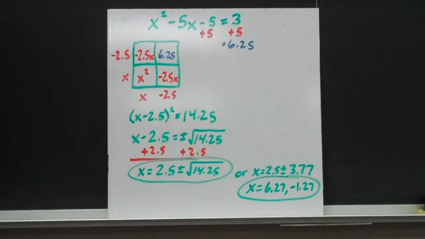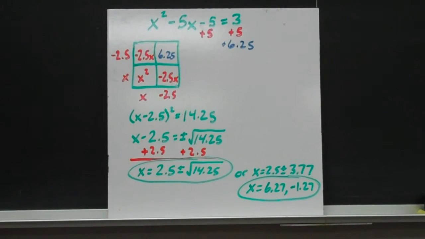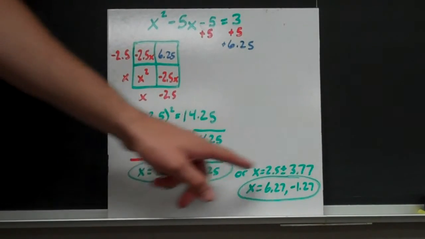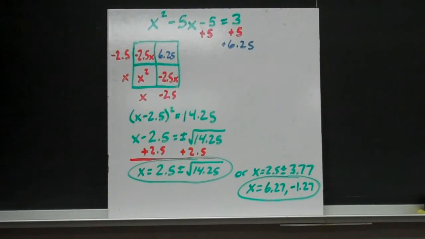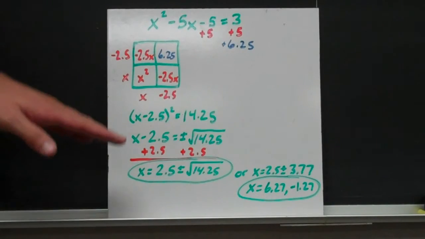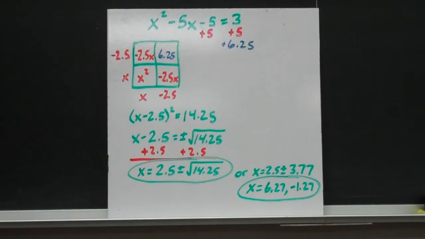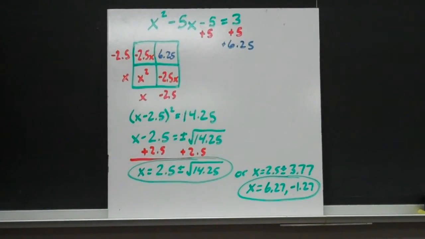Or we can put it in exact form, or approximate form, which would be decimal values. So the square root of 14.25 is approximately 3.77. So we have x equals 2.5 plus or minus 3.77. 2.5 plus 3.77 is 6.27, and 2.5 minus 3.77 is negative 1.27. If it's not stated which type of answer you should put down, you can put either one down, but again, exact value leaves the square root in it. Approximate value puts it in decimal form.